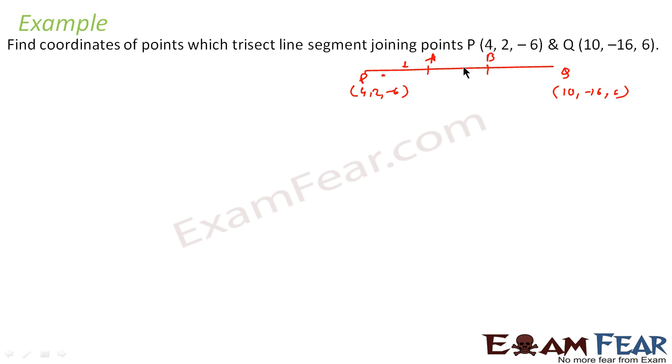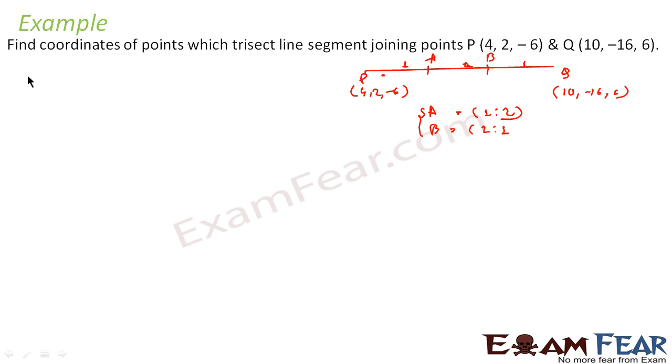Now since these are all equal parts, we can say that A divides in the ratio 1:2, correct? Because this is 1 part, this is 2 parts. Also we can say that B divides in the 2:1 ratio, because this part is 2 and this part is 1. So we have to just find the values of A and B. We know the ratio at which these points divide P and Q.